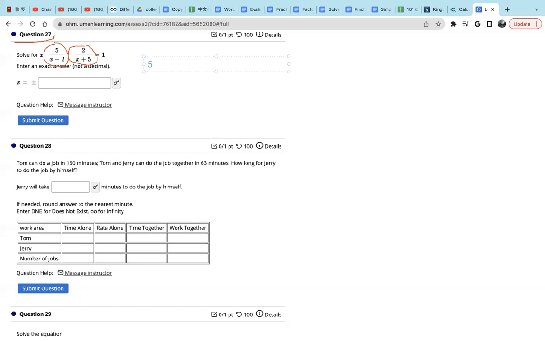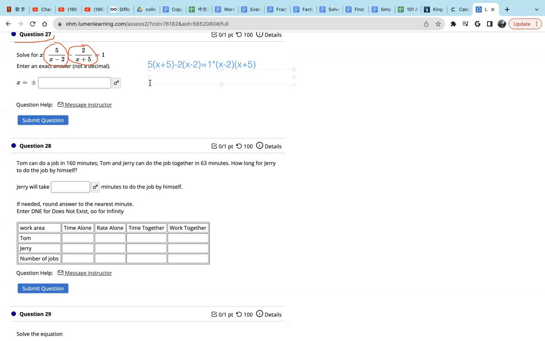So we have 5 times x plus 5 minus 2 times x minus 2 equals 1 times the least common denominator. Every term, all 3 terms, has to be multiplied by the least common denominator, which is x minus 2 times x plus 5. Then we'll simplify. You see, we don't have fractions anymore.